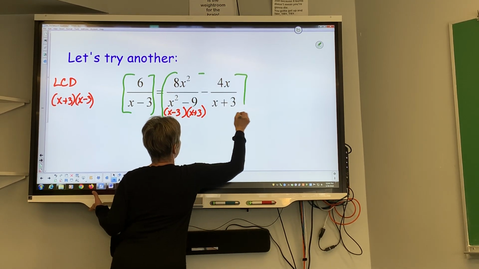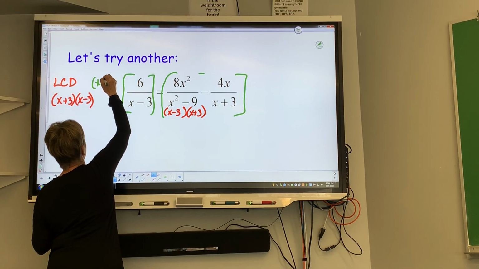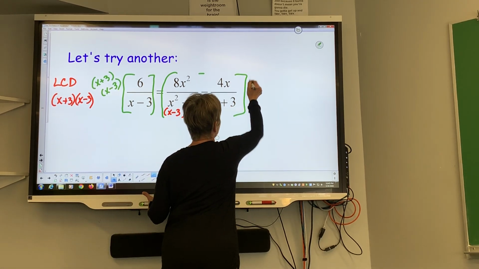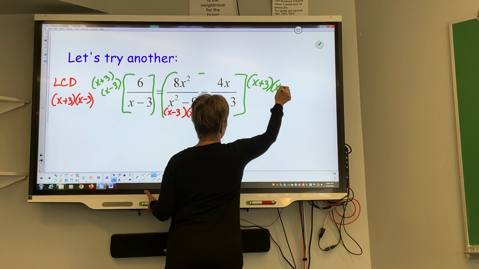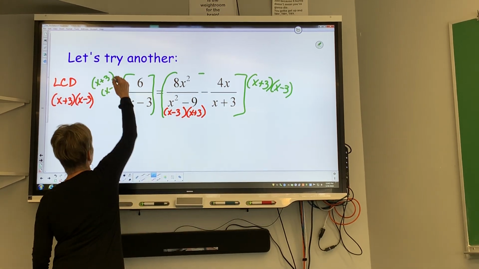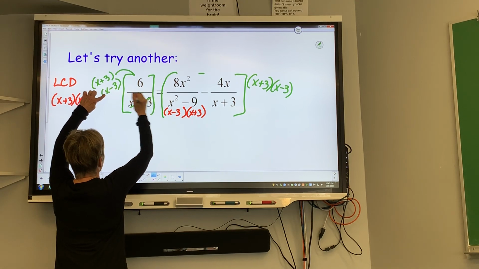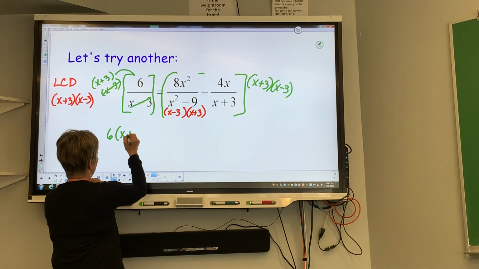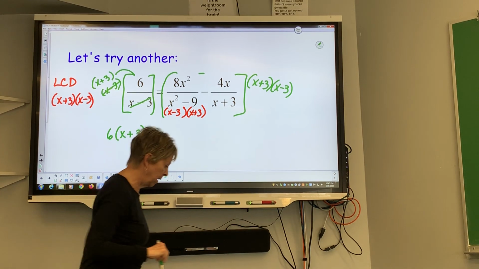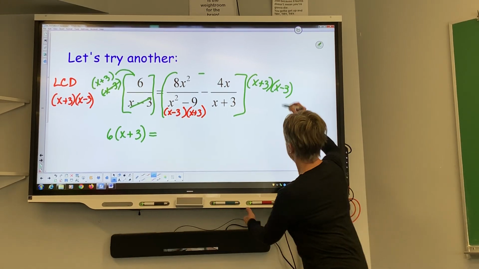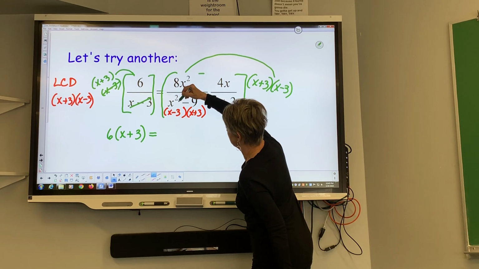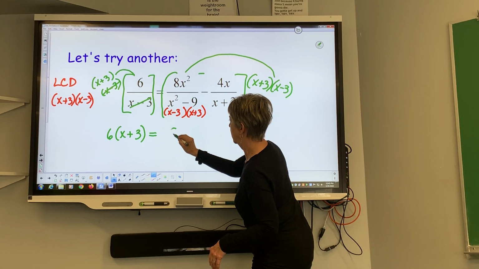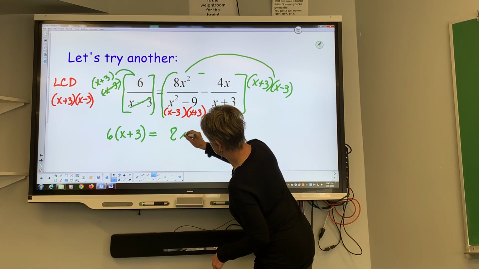by x plus 3, x minus 3. Okay? So when I multiply this times this, the x minus 3's merge, become 1, and I have 6 times x plus 3 left. On this side, when I multiply this by the first fraction, this whole denominator and that whole denominator can pair up and become 1. So I just get 8x squared.